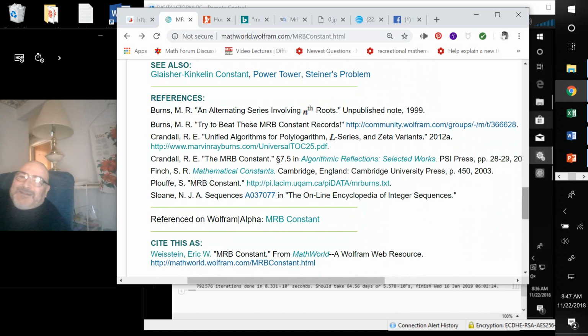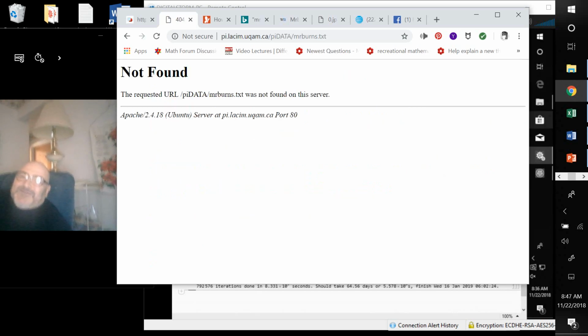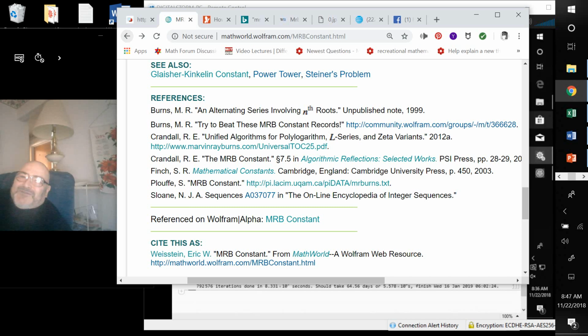I mentioned the Plouffe link. I think this one does not work. Let's look at it. Yeah, this one does not work, but you can find it if you search hard enough on the internet. There was the Sloane integer sequence link, and I mentioned Steven Finch, Mathematical Constants, Cambridge, England, Cambridge University Press, page 450, published in 2003. He has a new book, Mathematical Constants 2, that just came out this year.